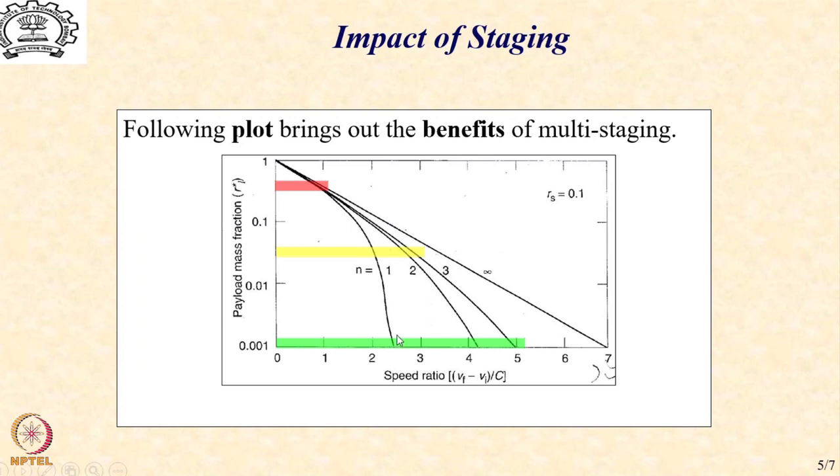But now I see another interesting pattern, that if I were to lower my payload requirement to, let's say, 1 kg per 1000 kg with a three stage operation, I can get a velocity which is almost 5 times the exhaust velocity, which is almost like saying 12 to 15 kilometers per second. It is way beyond escape velocity for interplanetary missions.